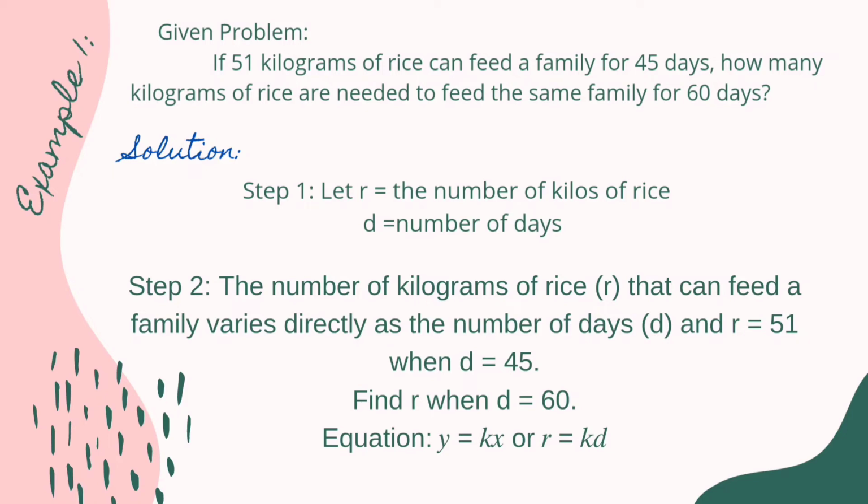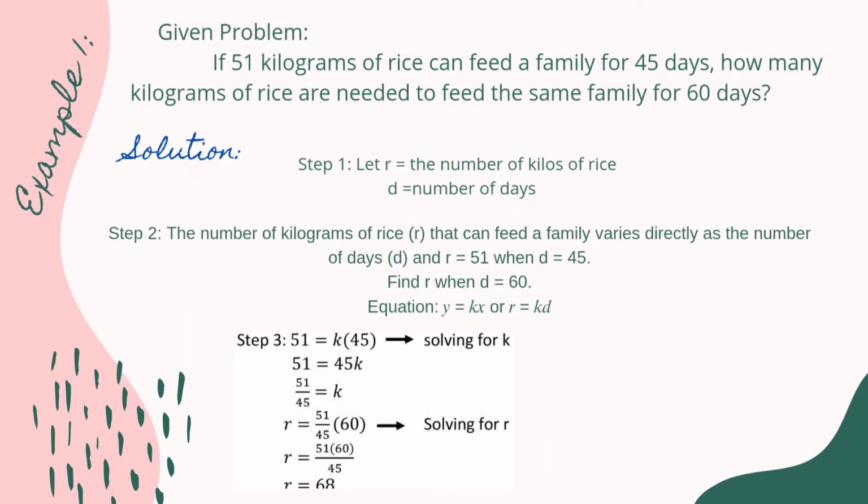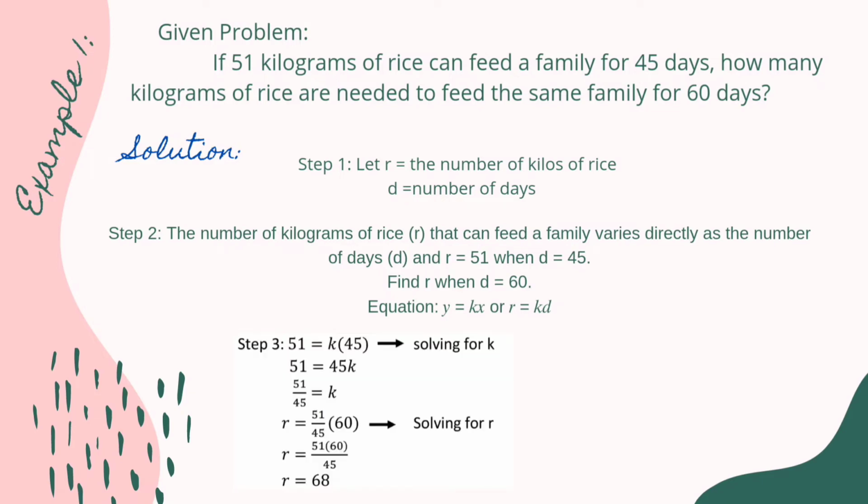Kailangan muna nating hanapin yung constant of variation. So, K representing the constant of variation ang magiging formula natin. Since R is equal to K times D, therefore K is equal to R divided by D. So, kung mapapansin nyo dyan sa step 3, yung solution natin, we have 51.